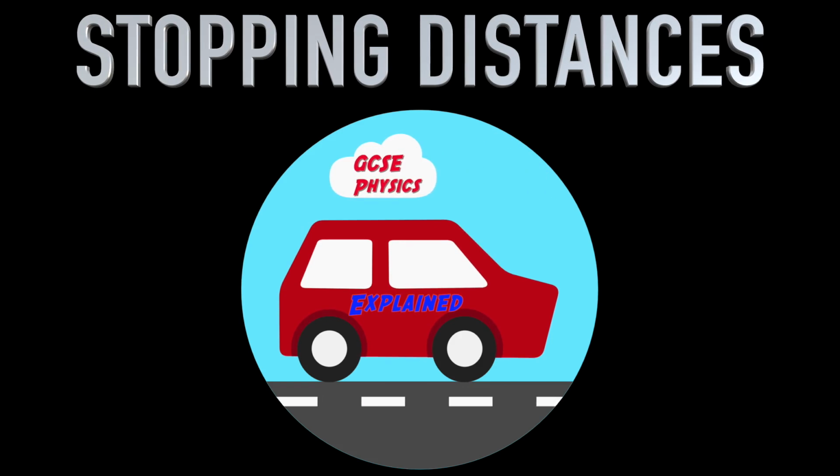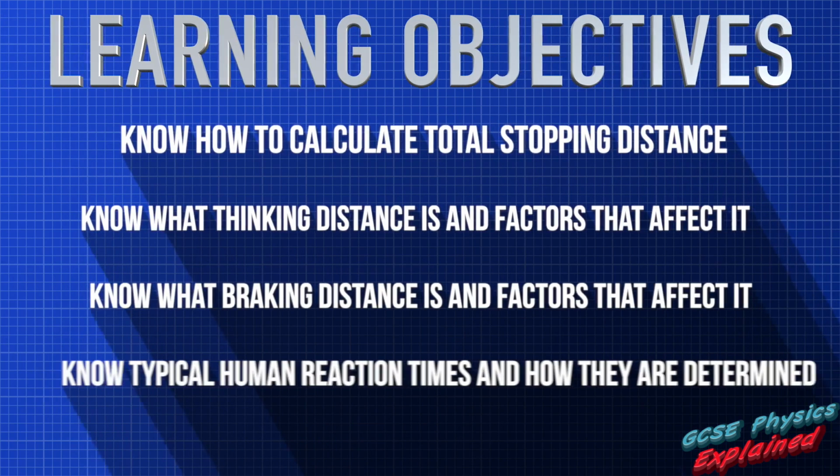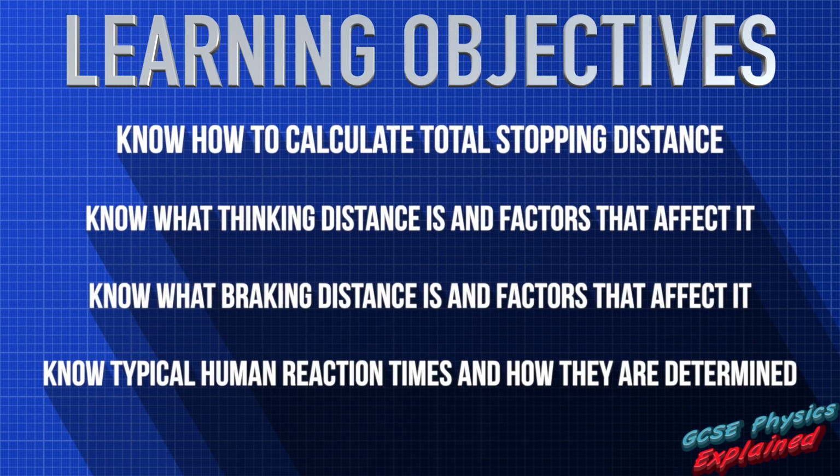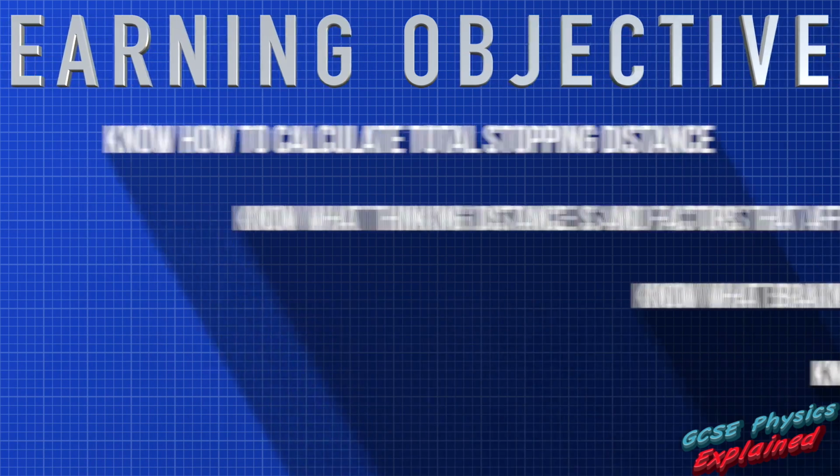Stopping distances. Learning objectives. Know how to calculate total stopping distance. Know what thinking distance is and factors that affect it. Know what braking distance is and the factors that affect it. Know typical human reaction times and how they are determined.